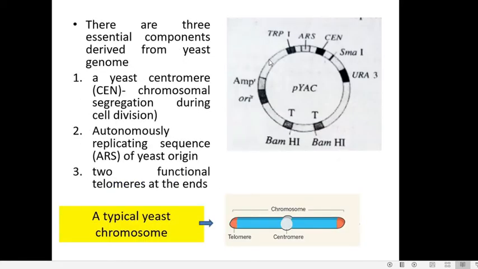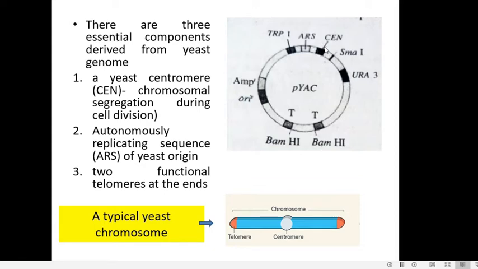Now we go to the various sequences present in the YAC vector. There are three essential components of this YAC vector, and these three sequences are derived from yeast genome itself. So we go to each one of them. So first one is a sequence which is called as the CEN. CEN is a sequence which is called as the centromere sequence. So this is the typical yeast centromere.